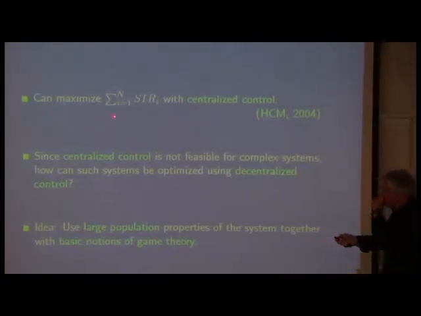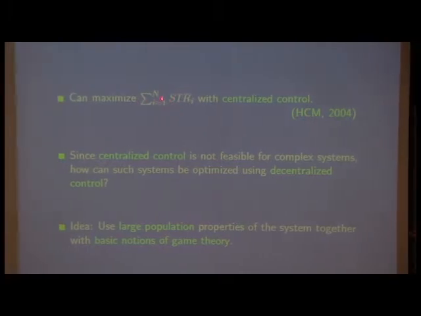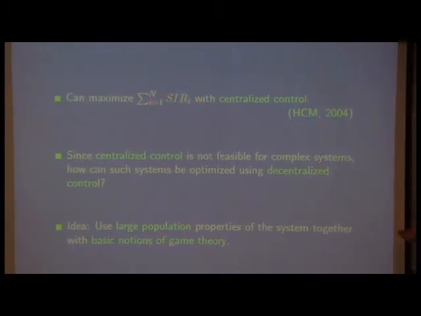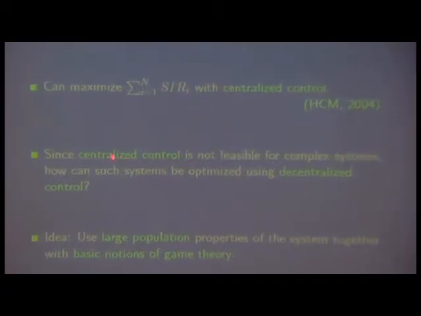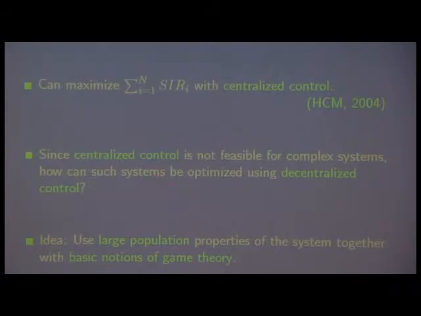Now, the question is, how can we actually maximize the sum of these SIRs, which would be called the social welfare function in an economic context? Since centralized control is not feasible for this problem, because you have to have everybody communicate with everyone, negotiate and all the rest of it, with hundreds or thousands of users, this is not feasible in real time. Is it possible that these sorts of competitive large population systems can be optimized using decentralized control? And that's what this theory does.